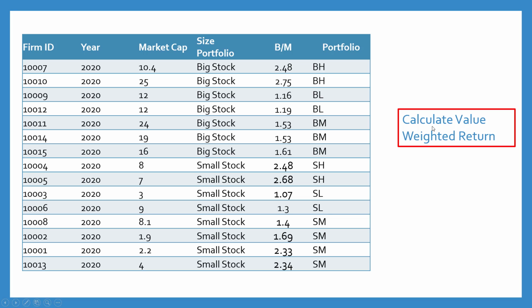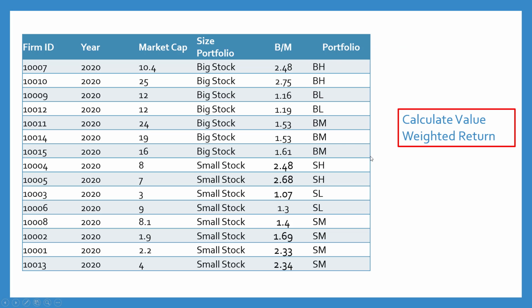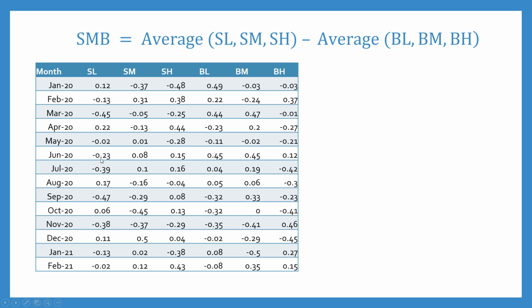Next, we are going to calculate the value weighted returns of the portfolios, and we already understand how to calculate the value weighted return of a portfolio. What I have only done is that I have calculated their portfolio returns and converted them into a wide format so it is easy to understand. So we have SL, SM, SH. These are small portfolios. This is small low book to market ratio. This is small medium book to market ratio. This is small high book to market ratio. This is BL, which is big low book to market ratio, big medium book to market ratio, and then we have big high book to market ratio. We are going to calculate the SMB factor.